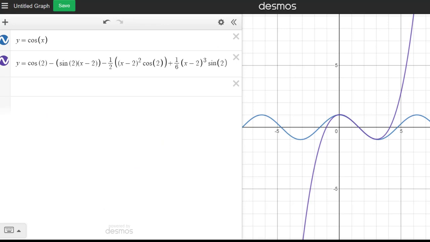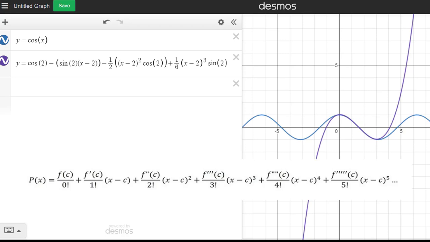This is what the fourth iteration looks like on a graph. I graphed this with Desmos.com. I've also plotted the original function, which was cosine of x. This gives us a very good approximation around x equals 2. In fact, it's so close, you can't tell the difference with the naked eye. You could go on forever with iterations of the polynomial, but usually 5 or 6 is good enough for an approximation.